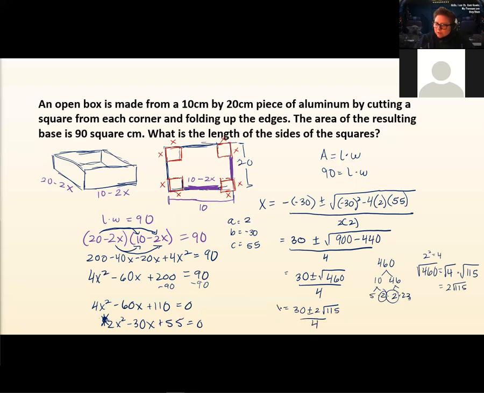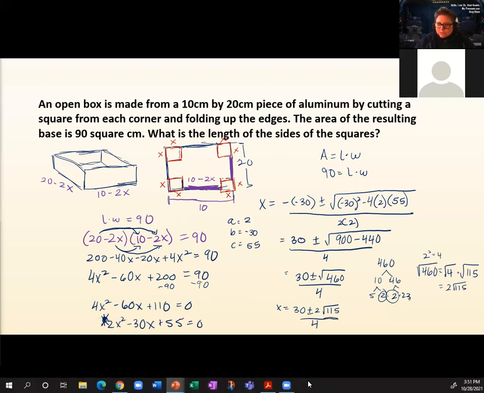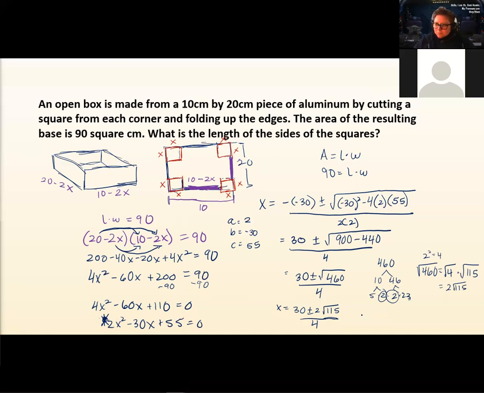Can we reduce that at all? You don't think maybe the 30, the 2, and the 4 have something in common? I was wondering why the divided by 4 doesn't go over the square root. It does. I just didn't draw it long enough. It's like that. Okay, so we can divide by 2.